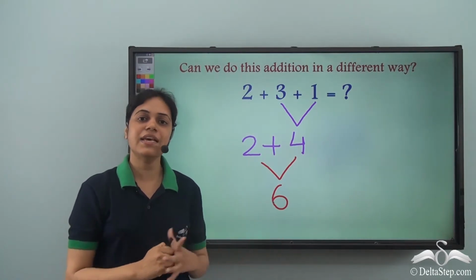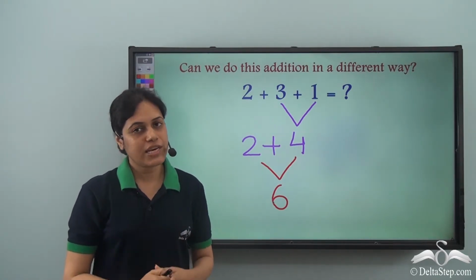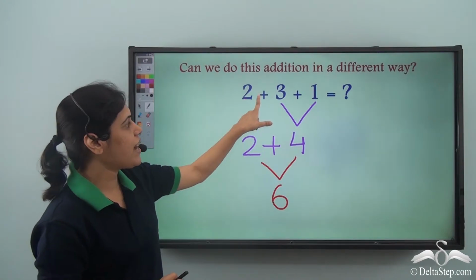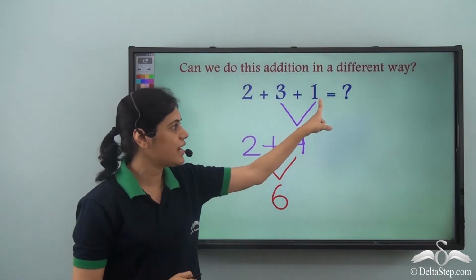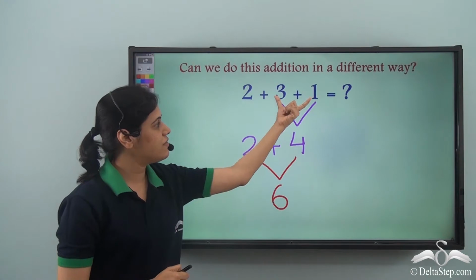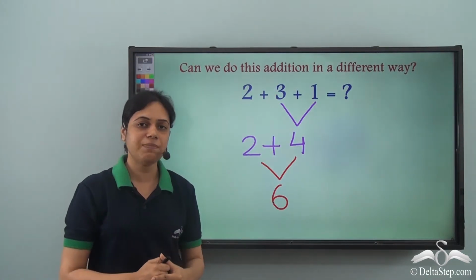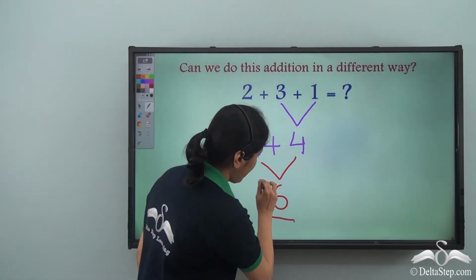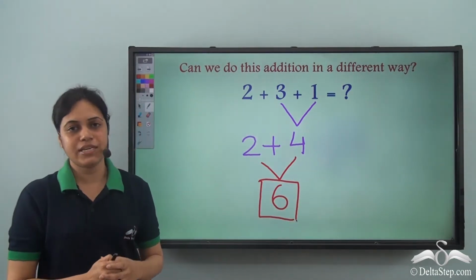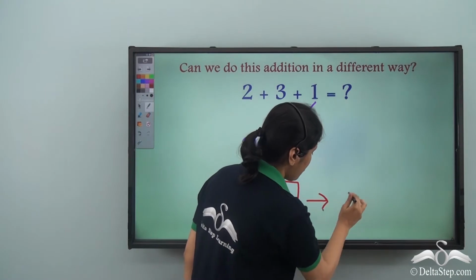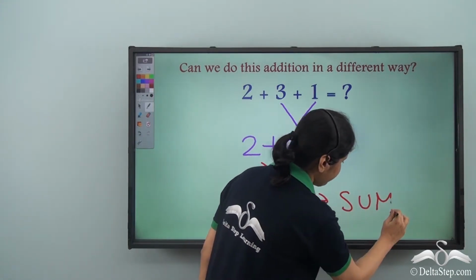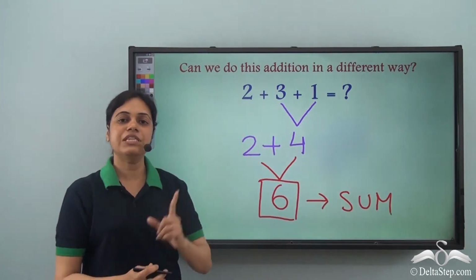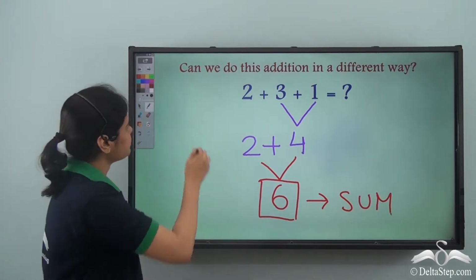So we get 6 once again. Now 6 was what we got when we added 2 and 3 first and then added 1. In this case, we add the last two numbers, that is 3 plus 1, and then add 2 to it. And we get the same answer, that is 6. So 6 is the answer or the sum when we added these three numbers.